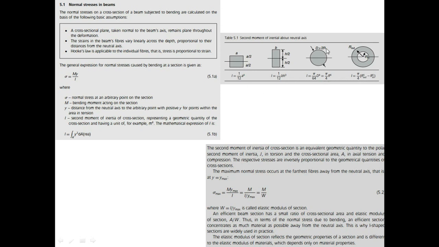If you've got a circular cross section, the moment of inertia will be, if diameter is under consideration, pi by 64 d to the fourth. But if radius is under consideration, it will be pi by 4 r to the fourth for a solid cylindrical structure, a rod. If it is hollow in shape, it will be pi by 4 times r outer to the fourth minus r inner to the fourth. So this is very important. You must learn all these by heart.